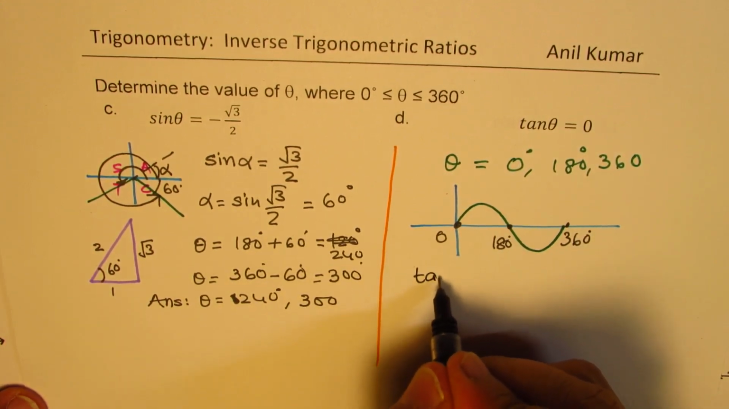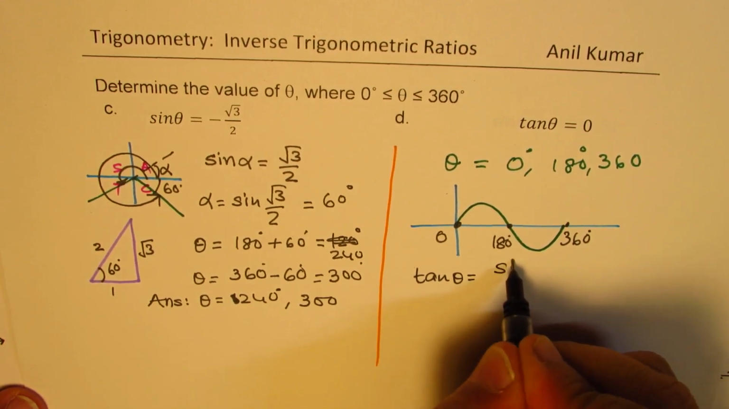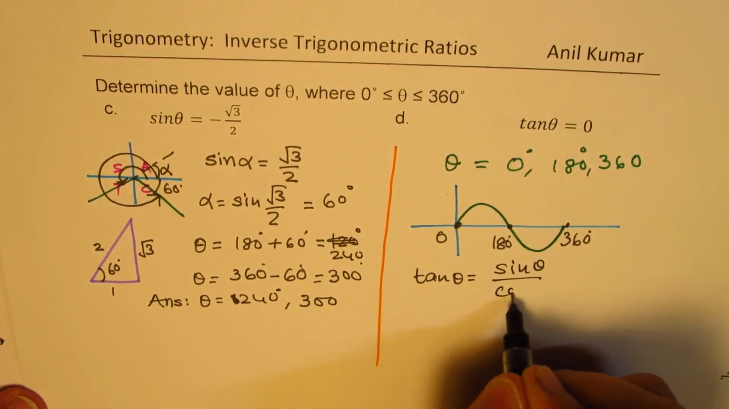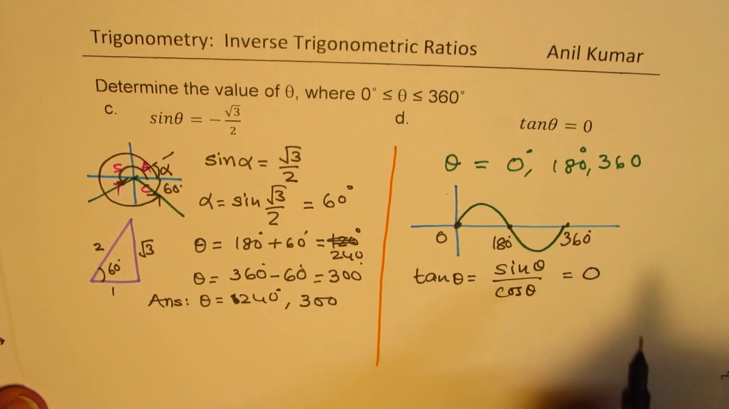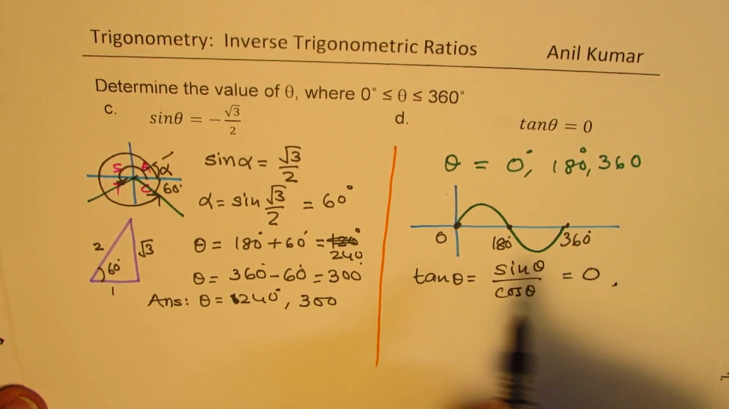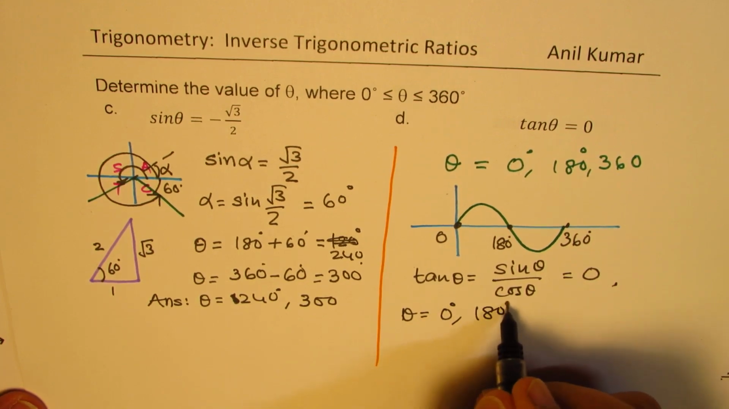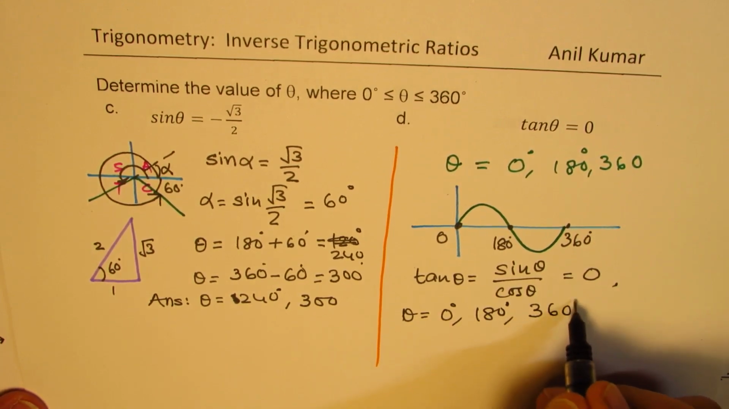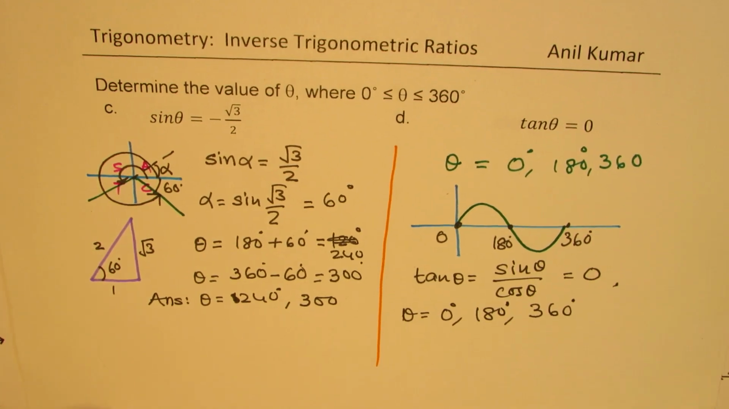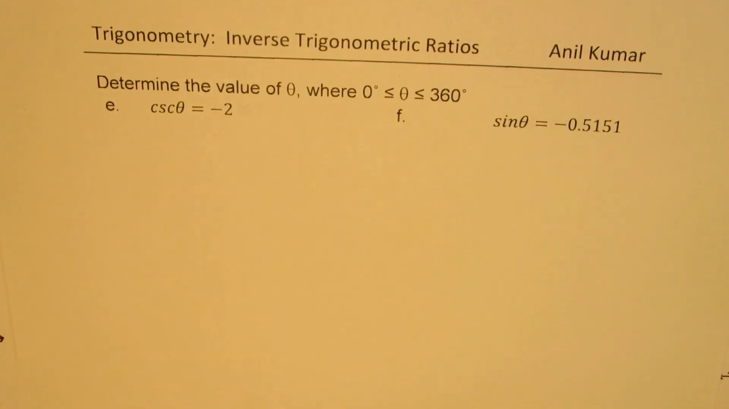Now tan theta basically equals sine theta over cosine theta. If I want that to be 0, sine theta should be 0. And therefore, theta equals 0 degrees, 180 degrees and 360 degrees. So that's clear, right? Now let's take more examples.